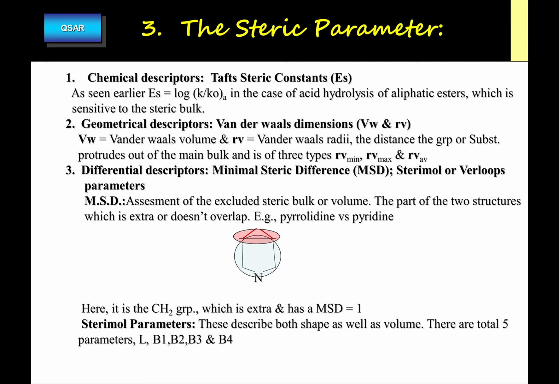Third is the steric parameter, where we have the Taft steric constant. This is also something like log K upon K0, but this is for the acid hydrolysis of aliphatic esters. That was for benzoic acid dissociation constant. This condition is under acidic condition. There are other geometrical descriptors like van der Waals volume and van der Waals radii, then minimal steric difference, and these are the sterimol Verloop's parameters.